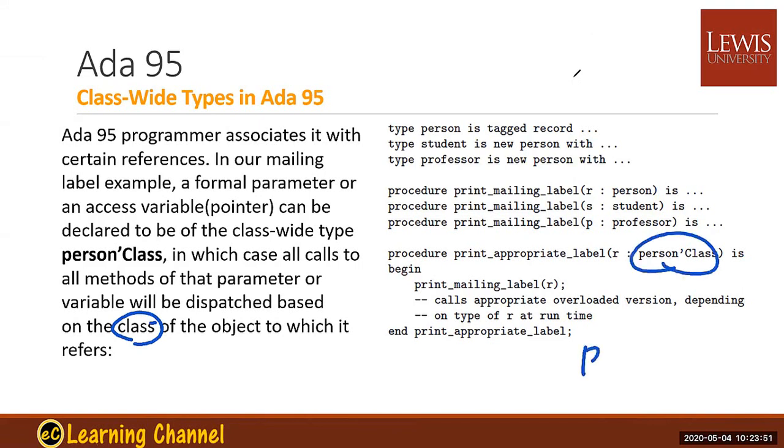This only says it is a class under Person. Which class? I don't know. Maybe this one, maybe this one, maybe this one. The version you run will depend on which class it is.